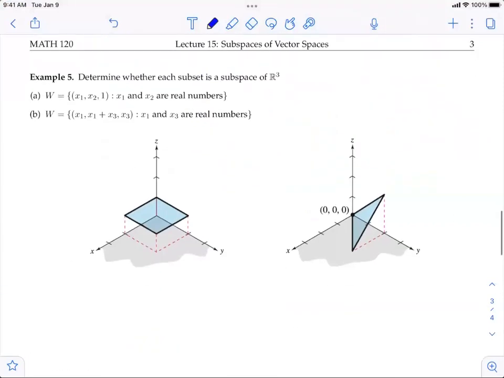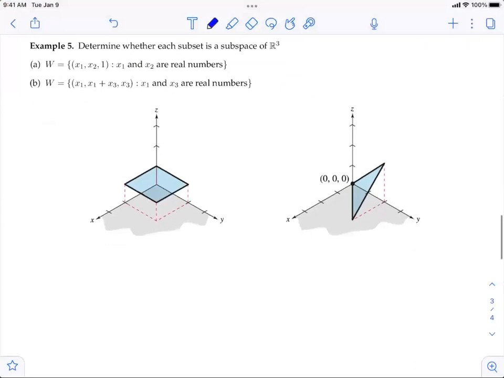In the next example, you have two different sets of vectors. The first is of the form (x1, x2, 1), for x1 and x2 real numbers. And the second set is (x1, x1 + x3, x3). We want to know whether each of these two subsets is a subspace of R3 or not.